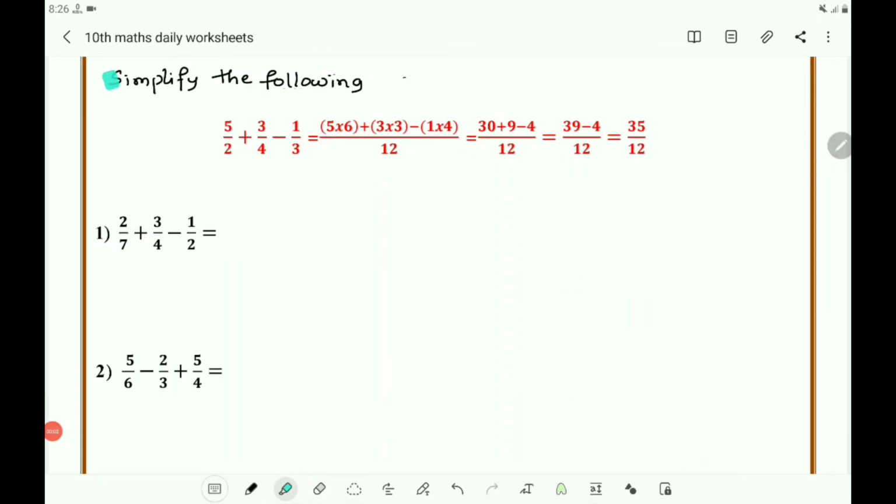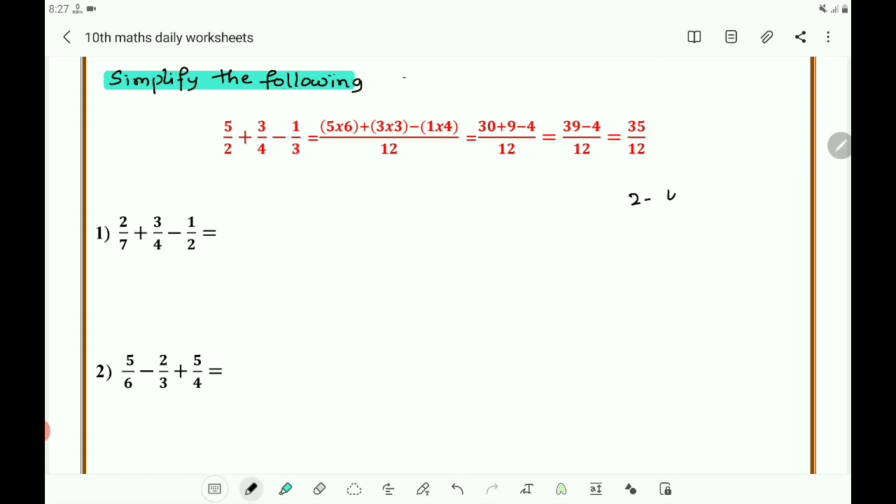Next, simplify the following. Here one example is given, 5 by 2 plus 3 by 4 minus 1 by 3, and take the LCM of these three numbers. Which three numbers? 2, 4 and 3. You know the method of finding the LCM of more than 2 numbers. LCM of 3 numbers, as usual, get the LCM. What is the LCM of 2, 4, 3?